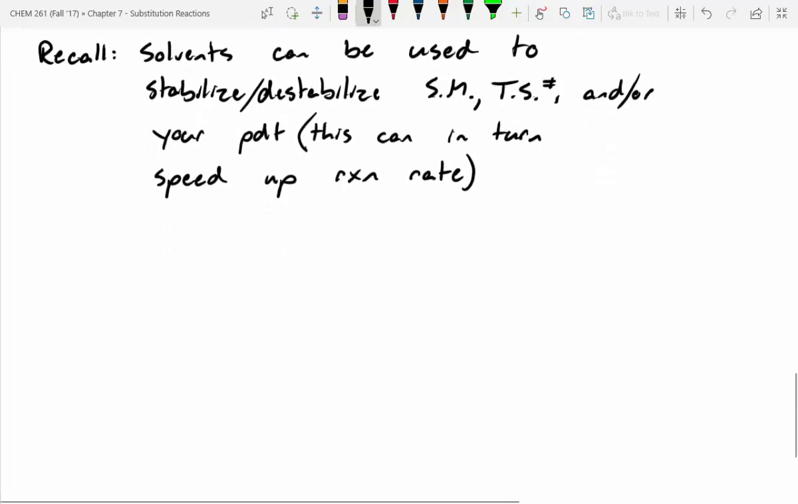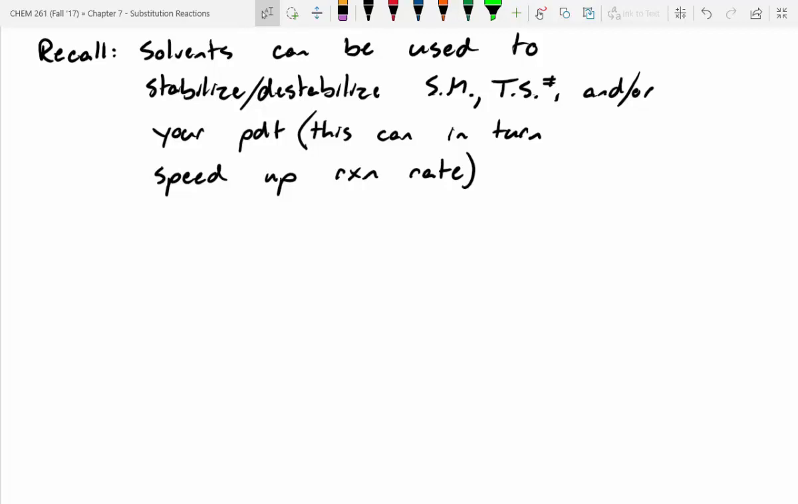All right, so if we're thinking about leaving groups, what can stabilize a leaving group as it falls off? A polar protic solvent or a polar aprotic solvent? We talked about this briefly yesterday. So let me write this down. With leaving groups, the goal is to stabilize them as they fall off.